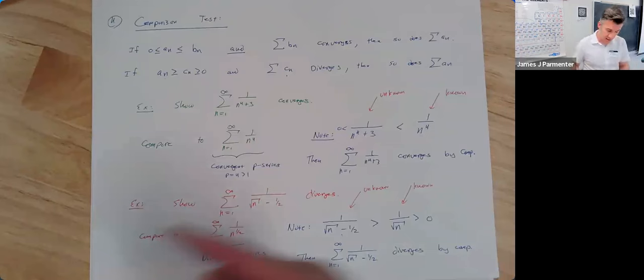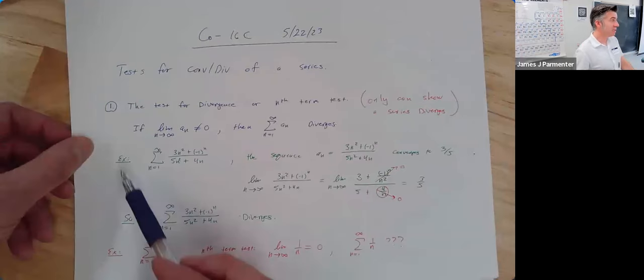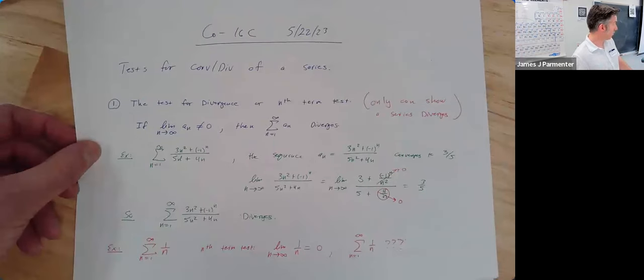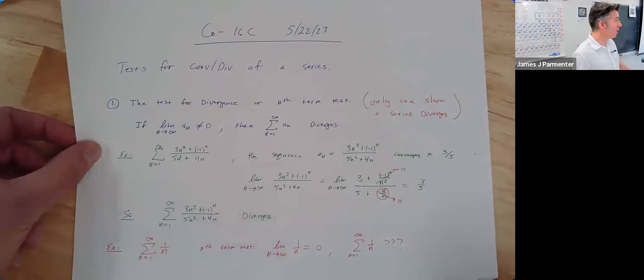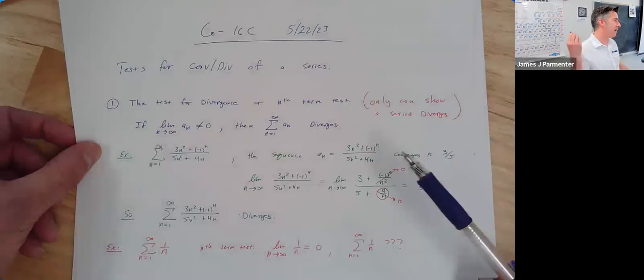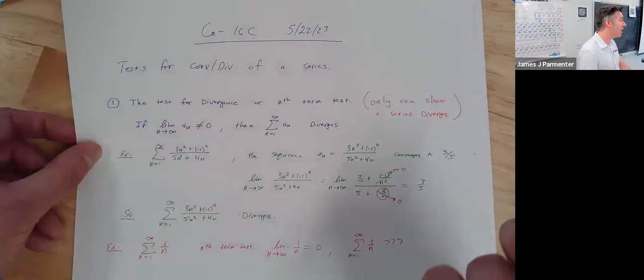So if you see, well, first of all, you should always think about using the test for divergence. Does the sequence converge to 0? If yes, proceed. If no, the series diverges. Right? That's always at the forefront of my mind. Well, maybe it's at the back of my mind, but it's always there. I'm like, oh, I should check the limit of the sequence. Is it 0? Okay, then I'll try something else. Is it not 0? Great, I am done.